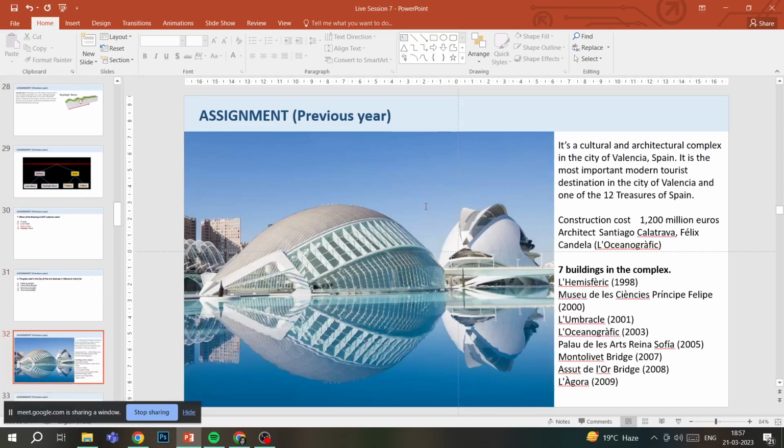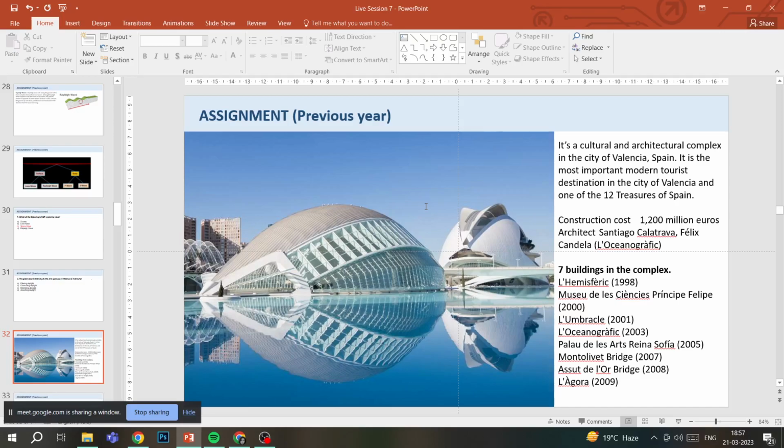So this is how two of the buildings of this entire City of Arts and Sciences look. It's actually a cultural and architectural complex located in Valencia, Spain, and it is the most important modern tourist destination in the city of Valencia and one of the 12 treasures of Spain. I had the privilege of visiting this whole complex in October last year.